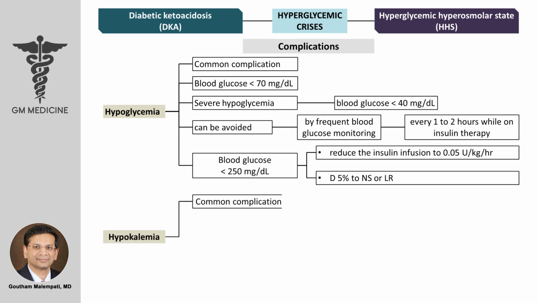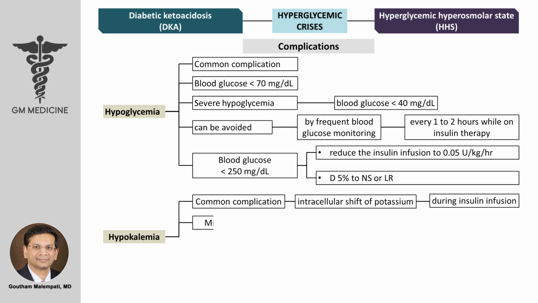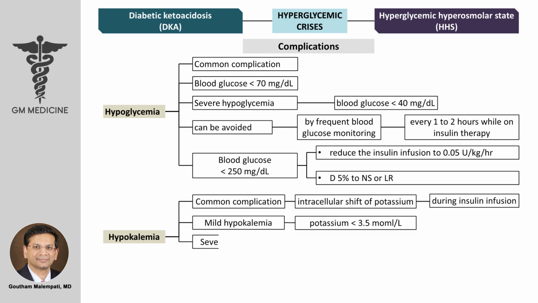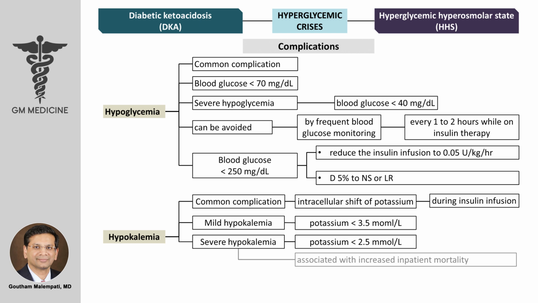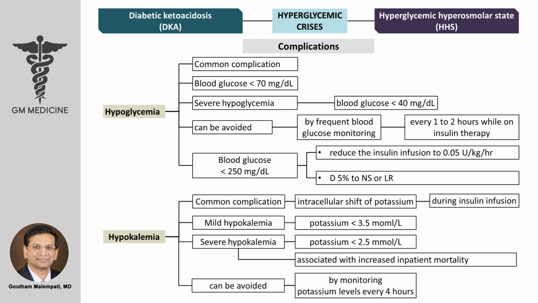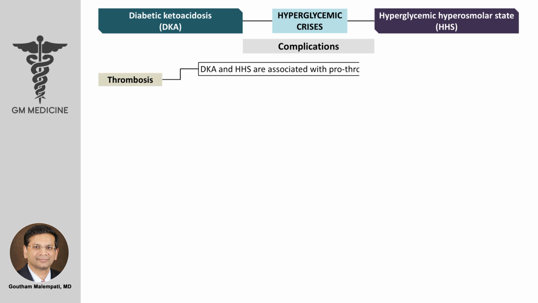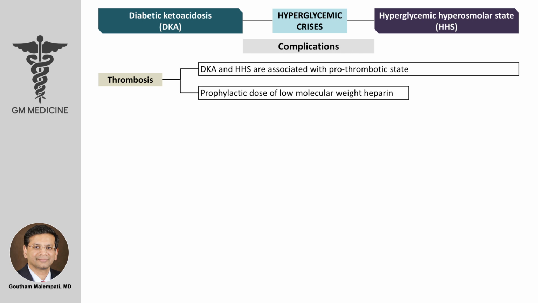Hypokalemia. It's a common complication owing to intracellular shift of potassium during insulin infusion. Mild hypokalemia is defined as less than 3.5 millimoles per liter, and severe hypokalemia is defined as potassium less than 2.5 millimoles per liter. Severe hypokalemia is associated with increased inpatient mortality. One can avoid hypokalemia by monitoring potassium levels every 4 hours during insulin treatment. Thrombosis. Both diabetic ketoacidosis and hyperglycemic hyperosmolar state are associated with prothrombotic state. Prophylactic dose of low molecular weight heparin should be used to prevent thrombosis.